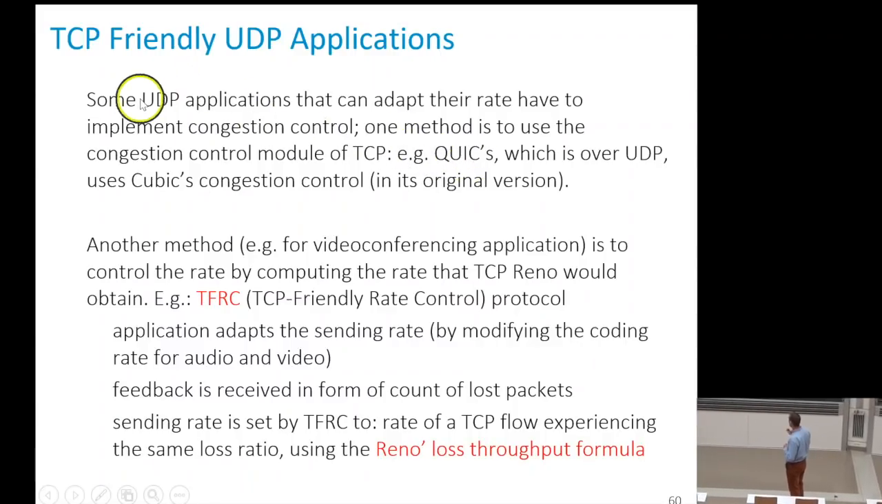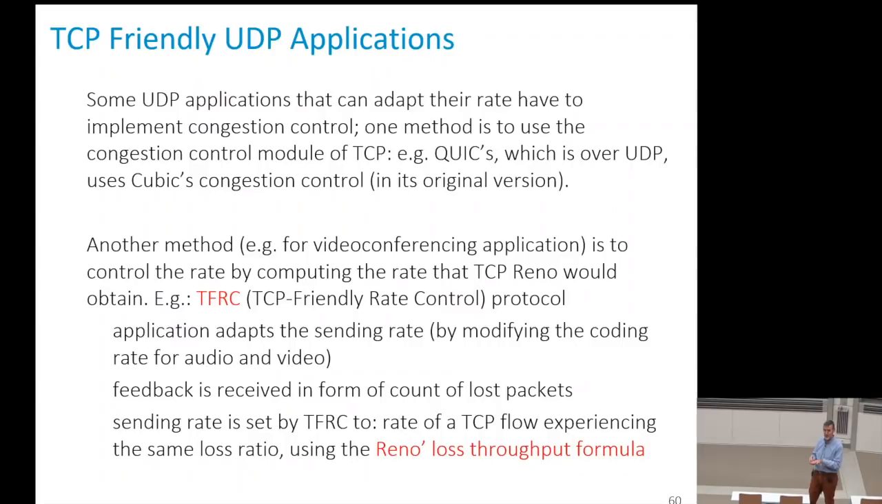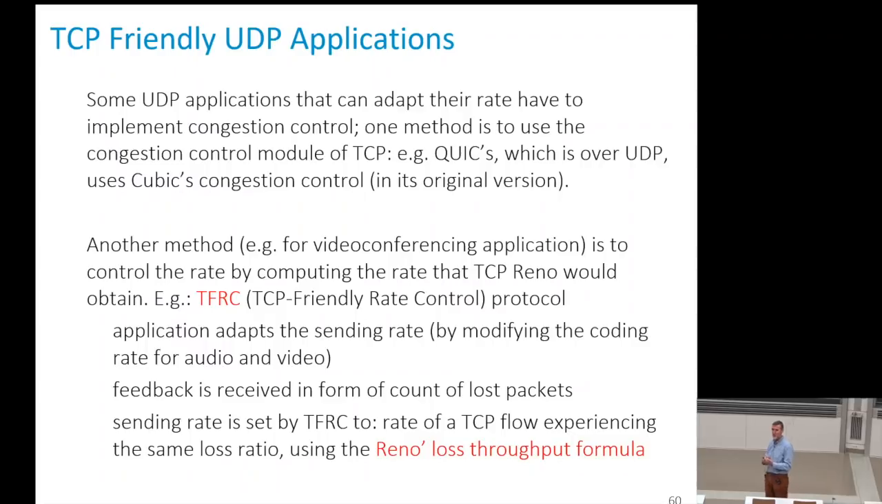An application like QUIC, of course, Google is not stupid. They don't want to break the internet down, because a large fraction of the internet is owned by Google, so they want the thing to work. Plus, they've hired half of the internet researchers, so they know what to do. So they implement congestion control. So what QUIC does is implement the congestion control of TCP.